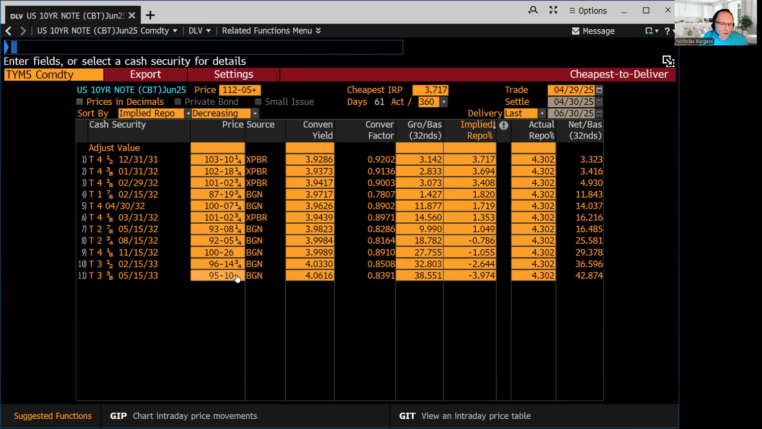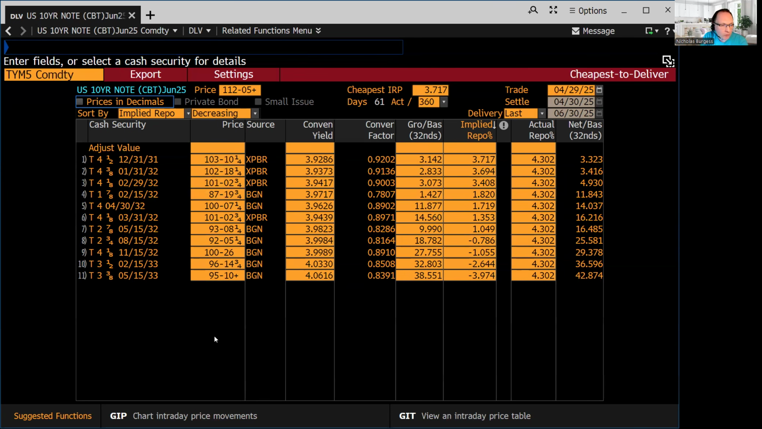And this plus sign down here means 1 over 64, you add that on. So this would be 95. And I think we can click here to show it in decimals. So you can see it here, which is so much easier, but it's quite conventional to see it quoted in fractionals.